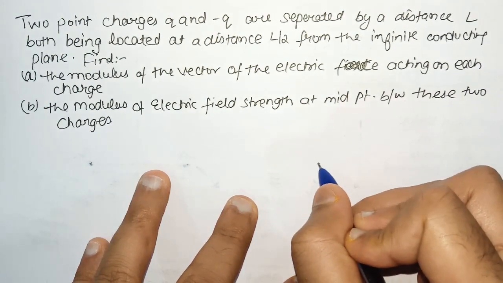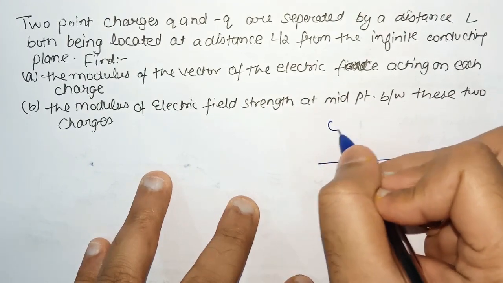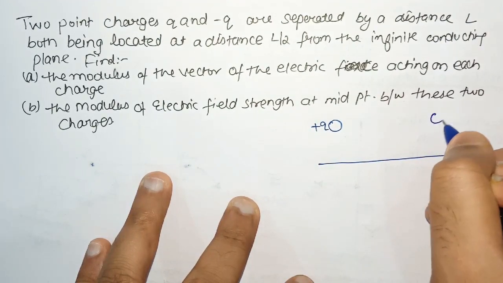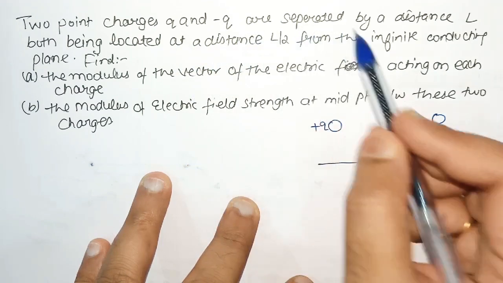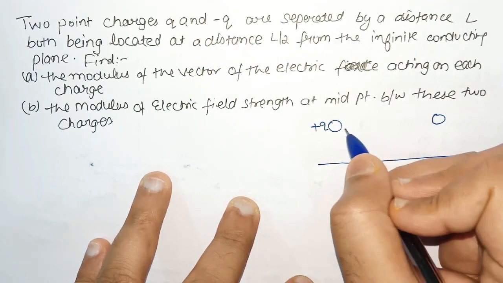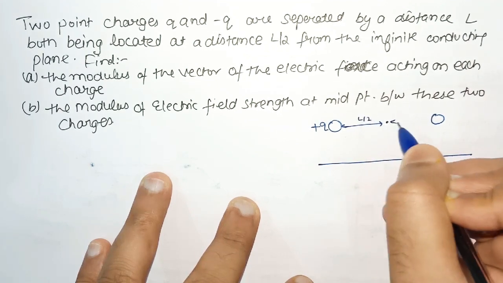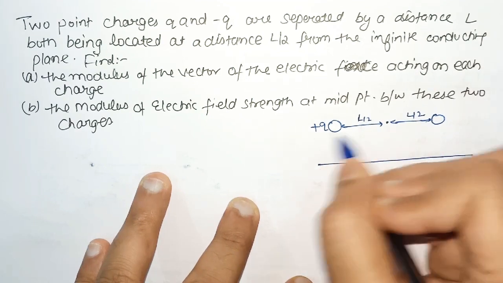Now here is a conducting plane, we can say. There are two charges. First is plus Q and here is minus Q. As there are two charges plus Q and minus Q, they are separated by distance L. We can say this distance is L by 2 and L by 2. So the whole distance is L.